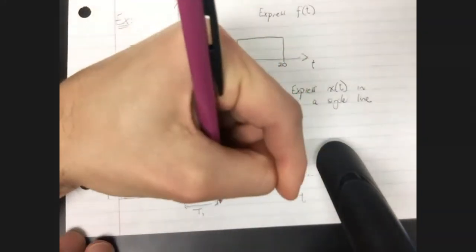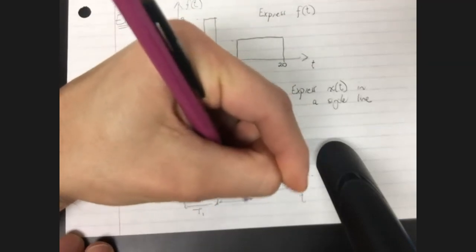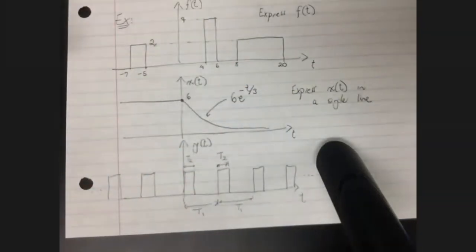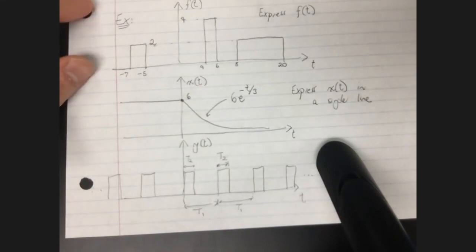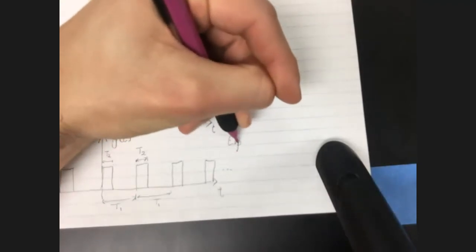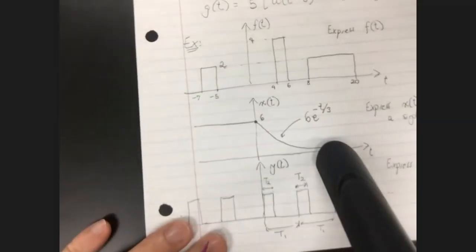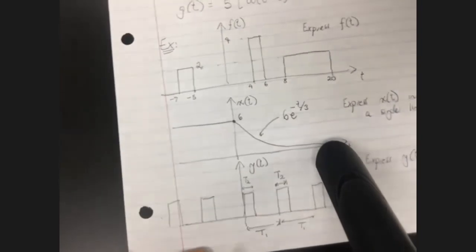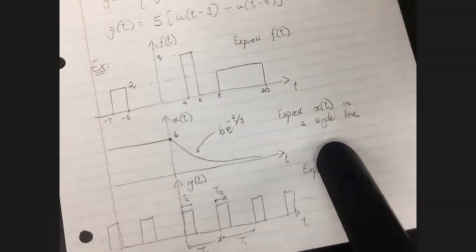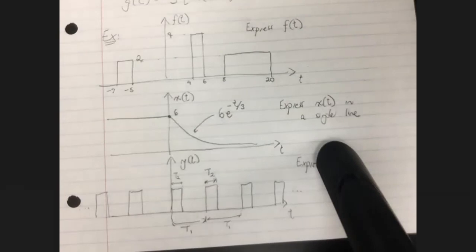So T1 is the duration of the pattern, T2 is the duration of a pulse, and it repeats over and over again. We're going to ask you to express y of t also in a single line using u of t's. So hopefully you had a chance with your group to come up with a nice description for at least that first one, and maybe you were doing well with that second one.